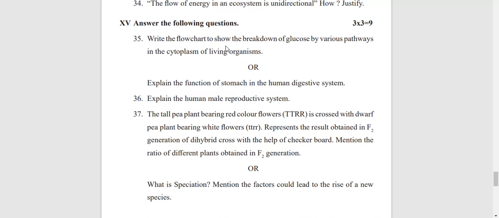Write down the flow chart to show the breakdown of glucose by various pathways in the cytoplasm of living organisms. This is from life process chapter. Explain the function of stomach in human digestive system. From same chapter but options are given. Explain human male reproductive system. Okay, first of all this question carries 3 marks. You have to draw the diagram, and after that in words you have to explain that. Then only you will get the full marks for that.